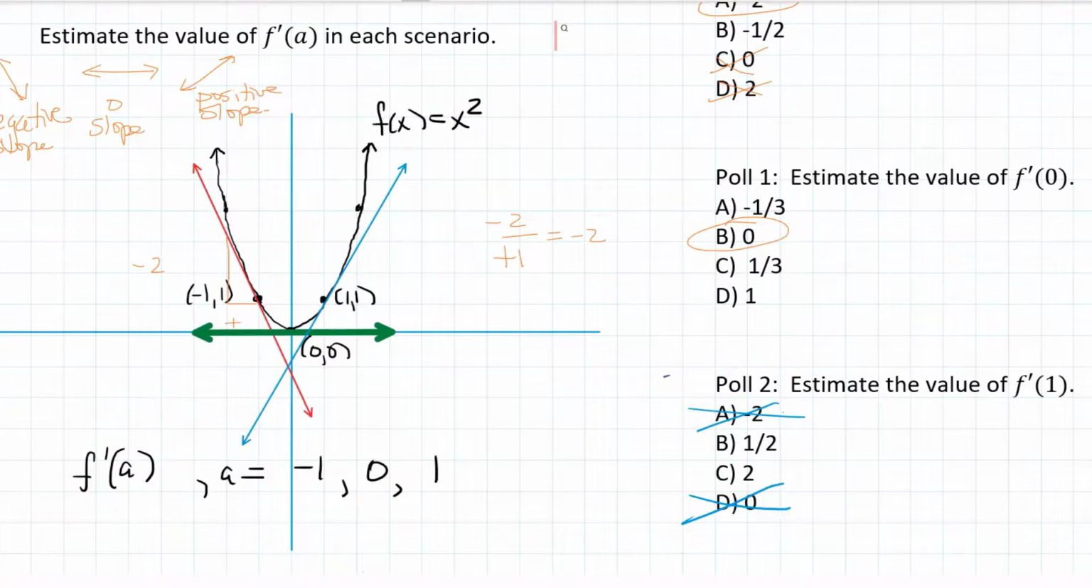And then the rest is thinking about rise over run. Rise over run looks like to the right 1 and up 2. So that's going to be +2 over +1, which is +2. Close enough anyway. It's definitely rising more than it's going horizontally. So it would not be 1/2. 2 is the correct answer.